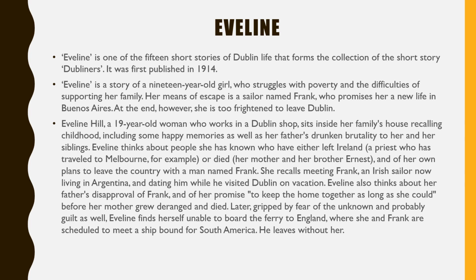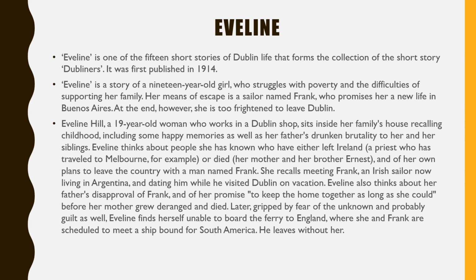Eveline Hill, a 19-year-old woman, works in a Dublin shop. She sits inside her family's house recalling her early childhood, including some happy memories, as well as her father's drunken brutality to her and to her siblings. Eveline thinks about people she has known who have either left Ireland, a priest who has traveled to Melbourne, for example, or have died, her mother and her brother Ernest, and of her own plans to leave the country with a man named Frank. She recalls meeting Frank, an Irish sailor now living in Argentina, and dating him while he visited Dublin on vacation.